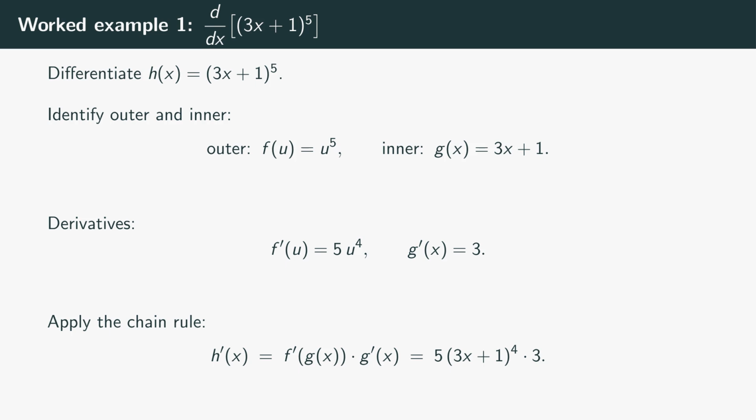Done. Notice the leftover factor of 3. That's the contribution from the inner derivative. The chain rule's signature term. Forget that factor, write 5 times 3x plus 1 to the fourth, and your answer is off by a factor of 3. That's the single most common chain rule mistake.